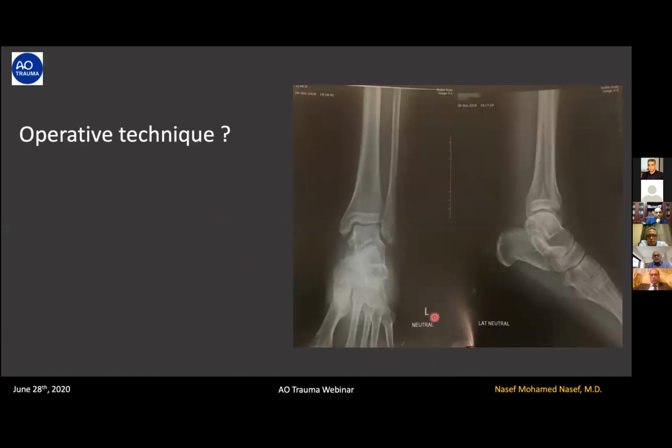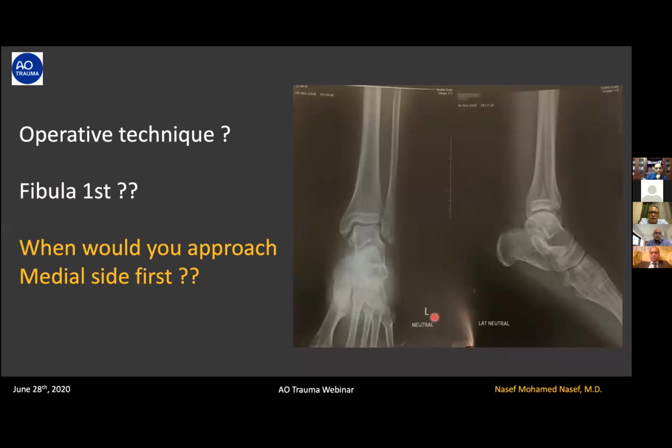So now that we have decided that perhaps this is an unstable injury, we are going to go for fixation. So what is the operative technique? Would you fix your fibula first? And when would you decide to approach the medial side first? Does anyone on the panel have any suggestions?